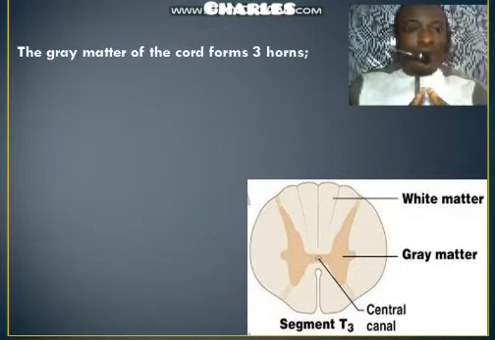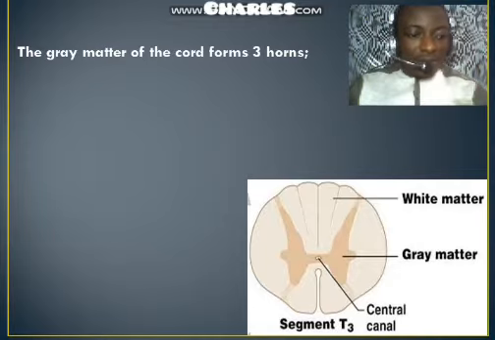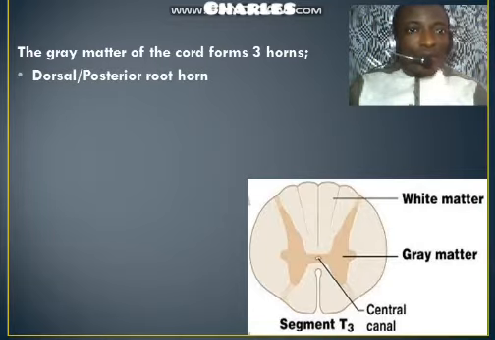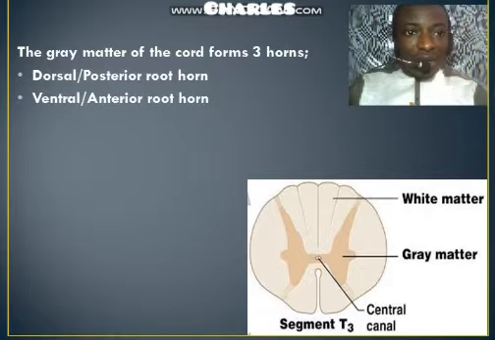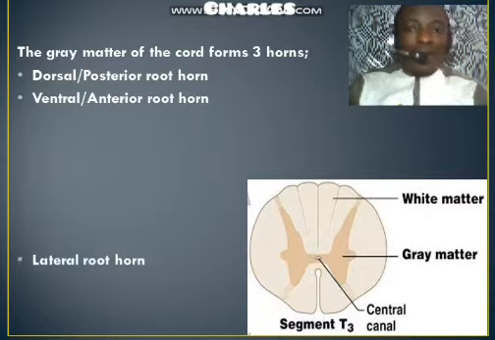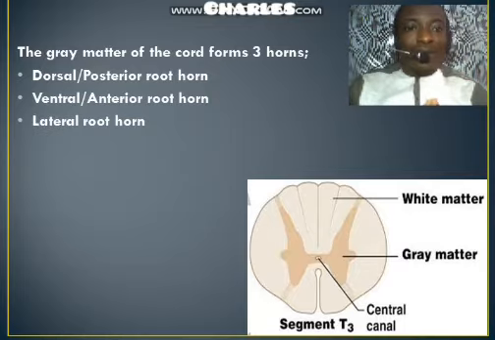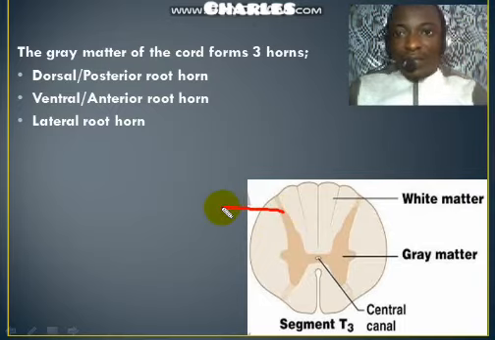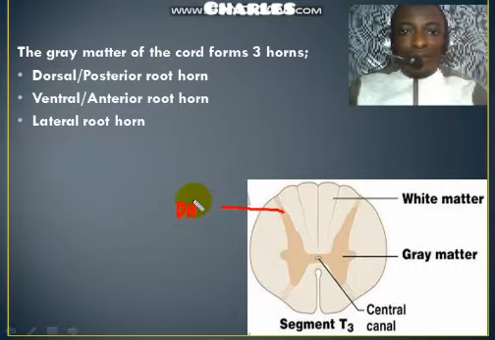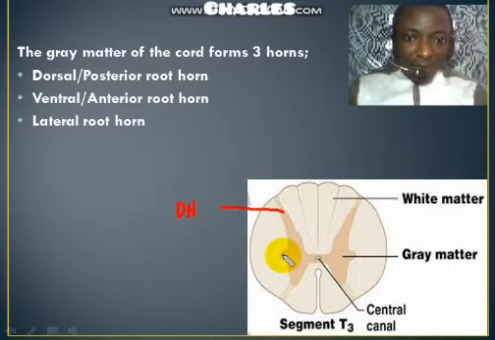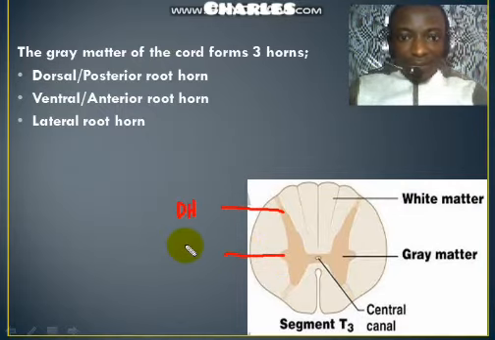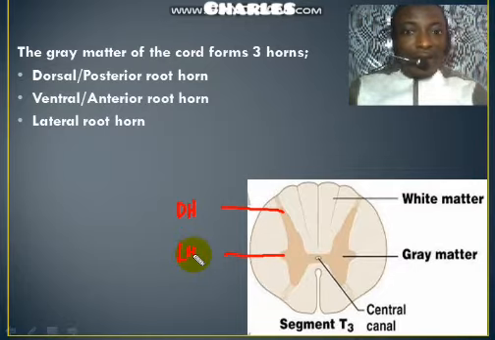The gray matter of the spinal cord forms three horns. The first one is known as the dorsal or the posterior root horn. The second one is known as the ventral, also known as the anterior horn. And then the last one is known as the lateral root horn. This part of the spinal cord represents the dorsal horn. This part of the spinal cord represents the lateral horn. So this is the lateral root horn.